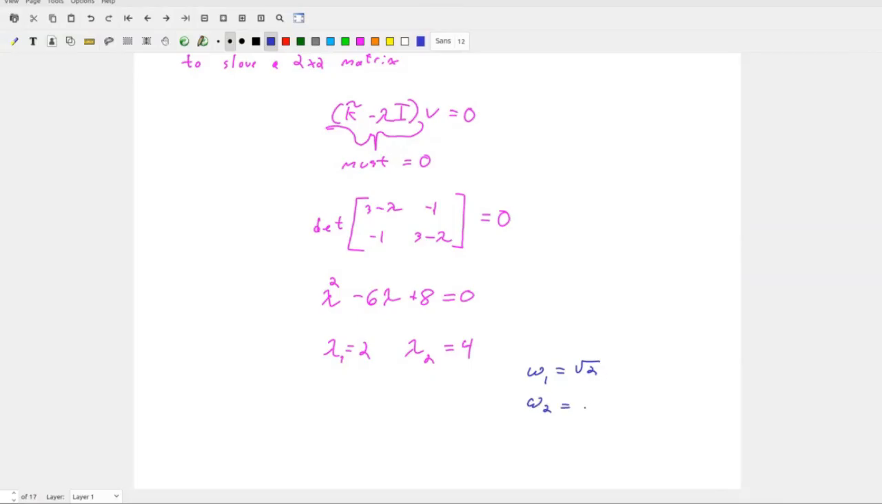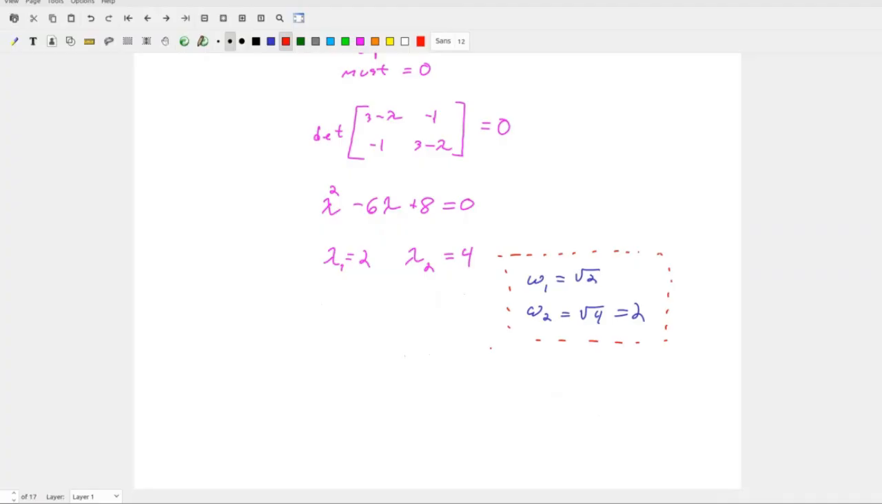And omega 2 is equal to the square root of 4, which just equals 2. How's that sound? So I was able to obtain my natural frequencies by solving for my eigenvalues. Now I need to solve for my eigenvectors, right, to get my mode shapes.